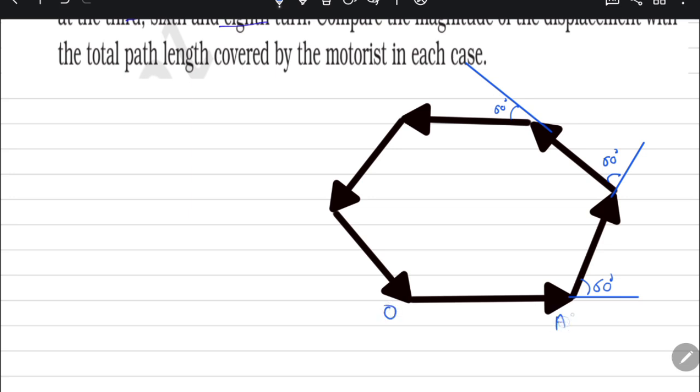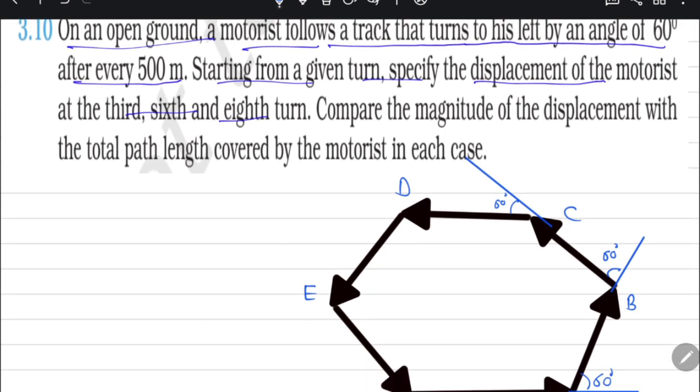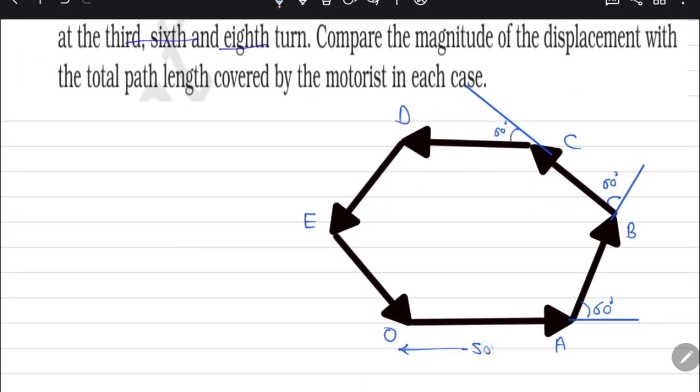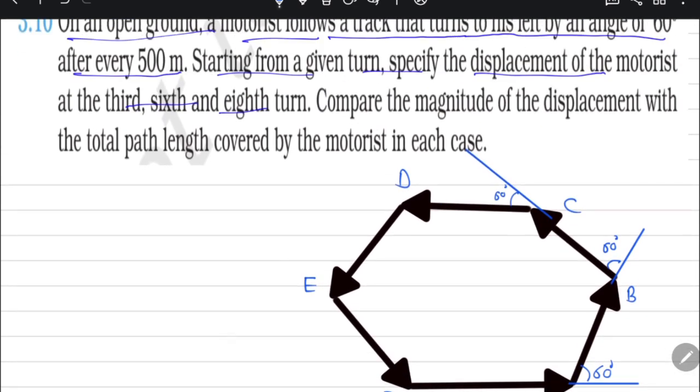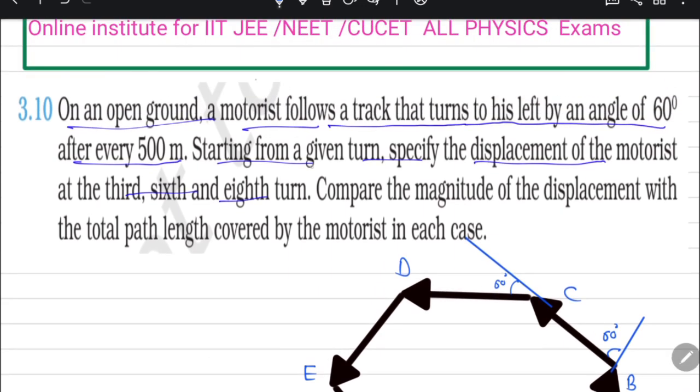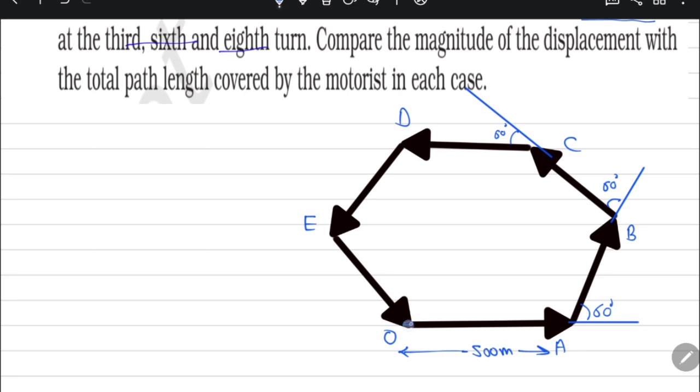I keep the names: this is O, A, B, C, D, E. They are saying that each side is 500 meters, starting from the given point. Specify the displacement of the motorist at the third, sixth, and eighth turn. They started from here, so this is the first turn, second turn, third turn. So this is the third turn, and the distance from start to here is our displacement for the third turn.